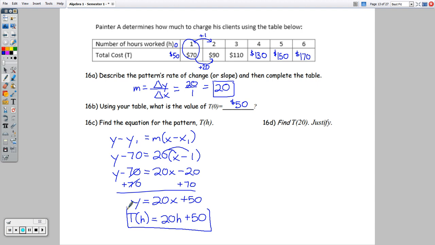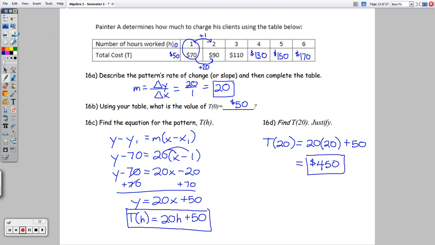And if you know that equation, then finding t of 20 is very simple. You just plug in 20 for h. So 20 times 20, this is what the painter would charge if he was there for 20 hours. So this would be 400 plus 50, or $450.